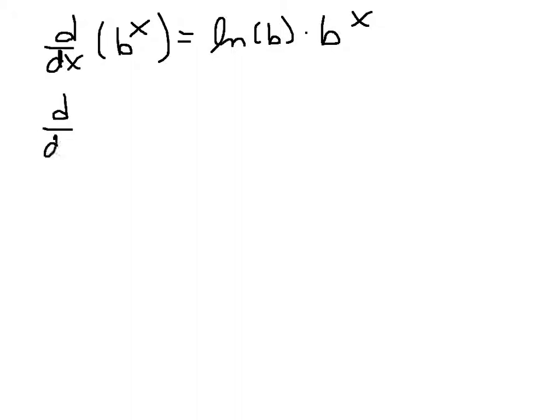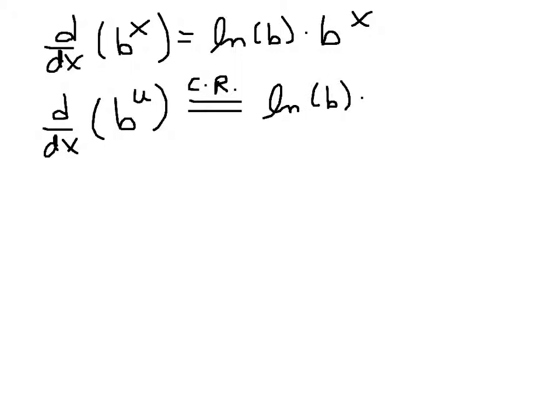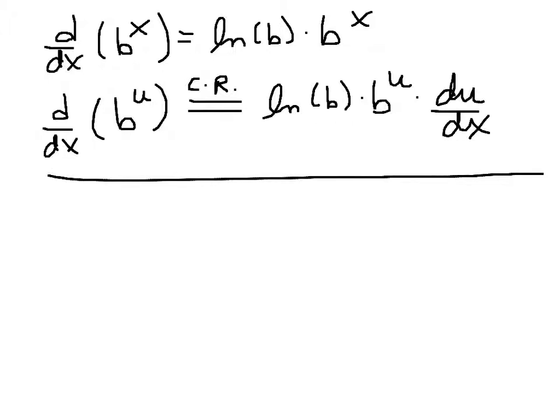So now we complete our study of the derivatives of the exponential functions by asking the question, what's the derivative with respect to x of b to the u? And again, here we use the above result and the chain rule, and what we get is ln of b times b to the u times du dx. And that is all we need to know for taking the derivative of any exponential function at all.